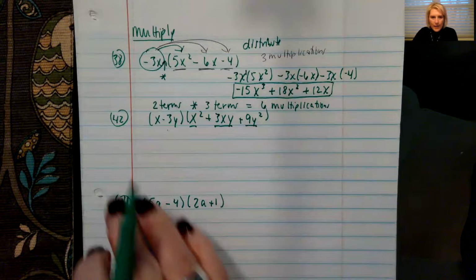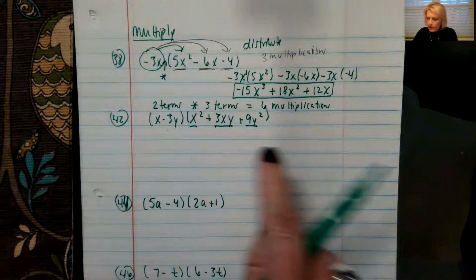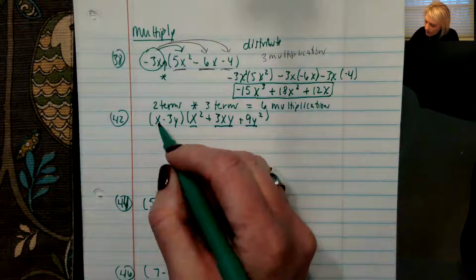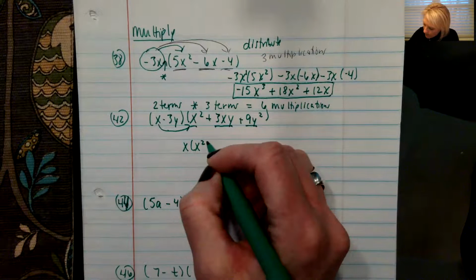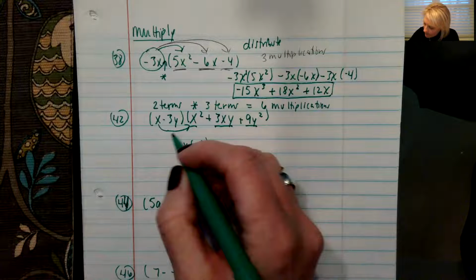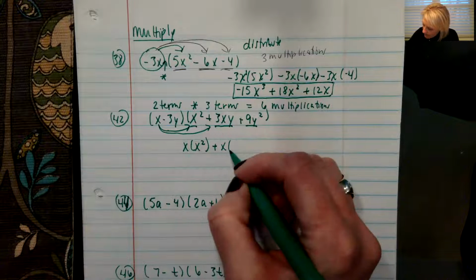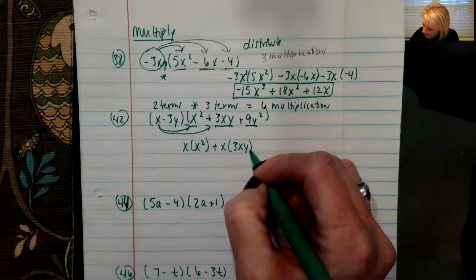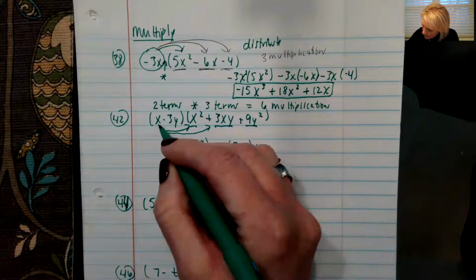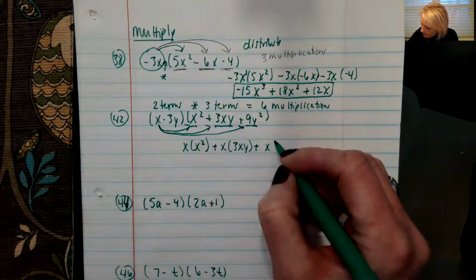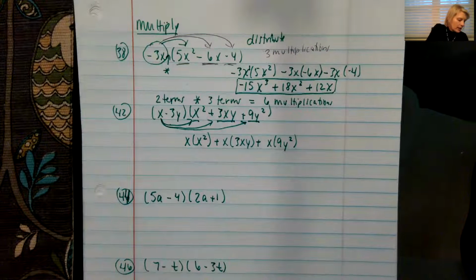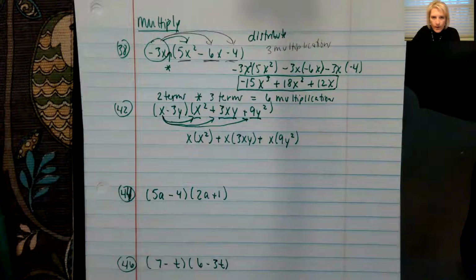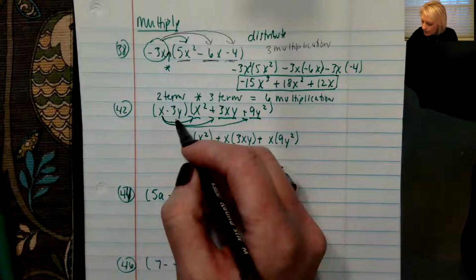So when I get big like this, sometimes it's nice to write them underneath each other. So I'm going to do my x first. So x times x squared plus x times 3xy plus x times 9y squared. Make sure I copy this correctly. Okay, and now I have to do everything multiplied by the minus 3y.